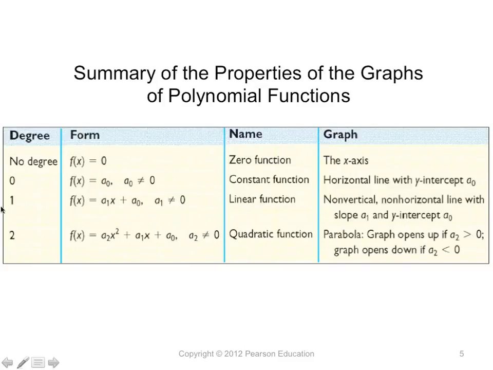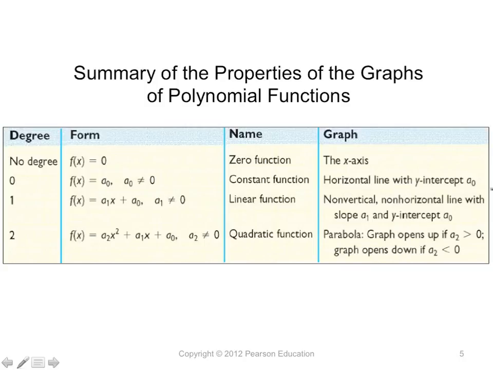Now we also have polynomials that are of degree 1. So if you have something like f of x equals a1x plus a0, where a1 is not equal to 0, that's going to be a linear function. And you should be familiar with that. It's going to be non-vertical, non-horizontal. It's going to be a line. The slope is going to be a1, and the y-intercept is going to be at a0.